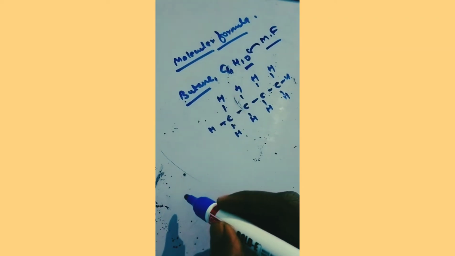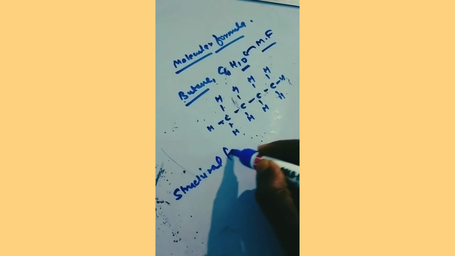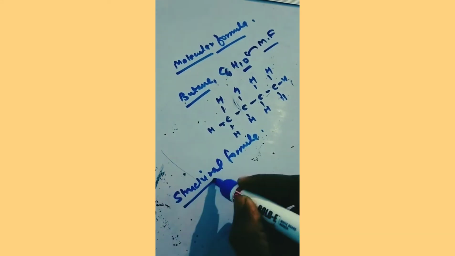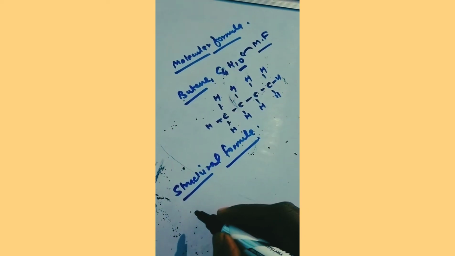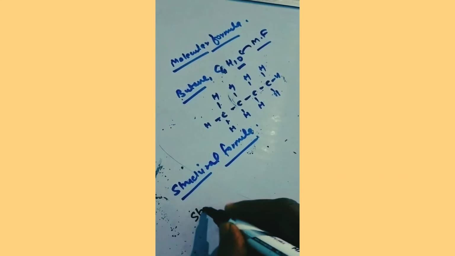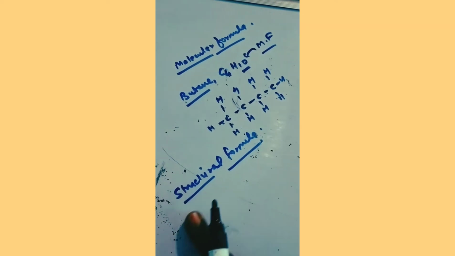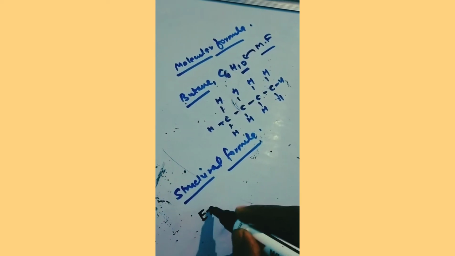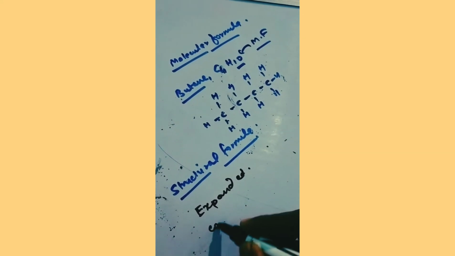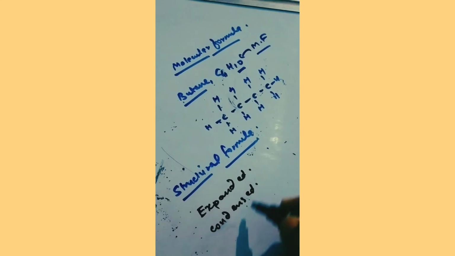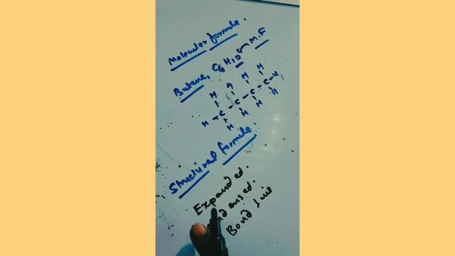Next we will talk about the structural formula. What is the structural formula? The structural formula is represented in three forms. First one is expanded. Next one is condensed. And third one is bond line. Any structural formula you can represent via these three types.